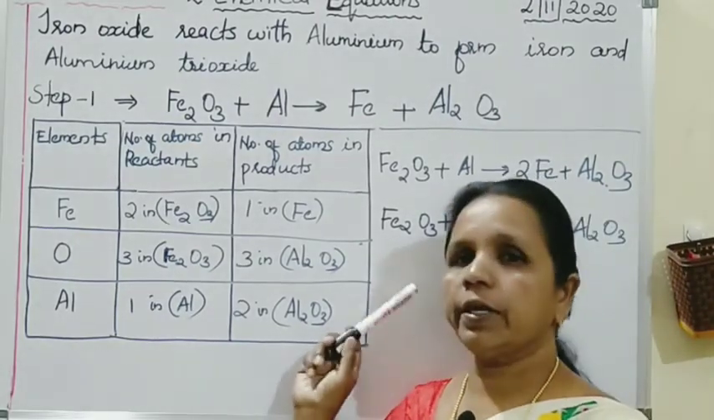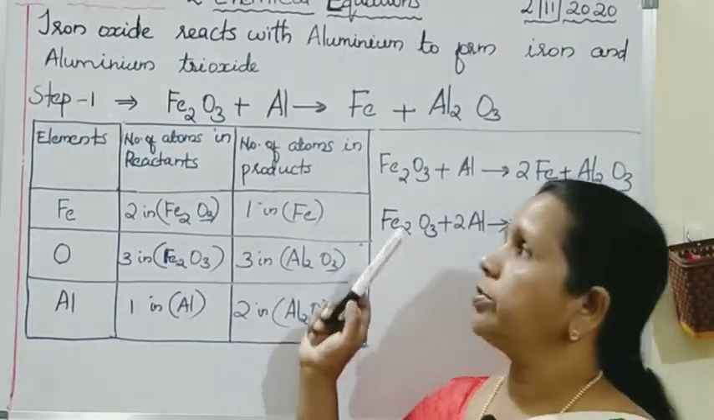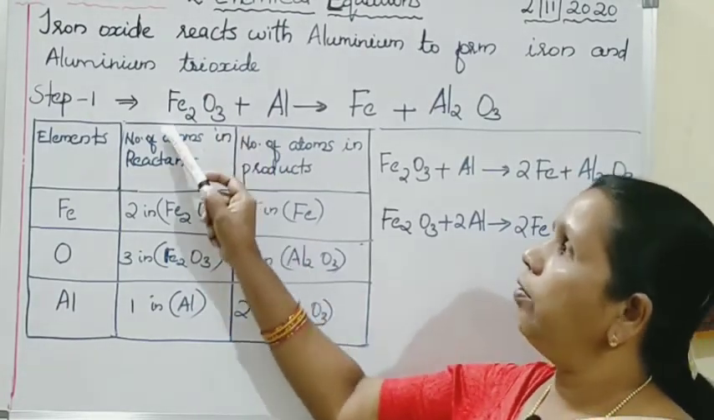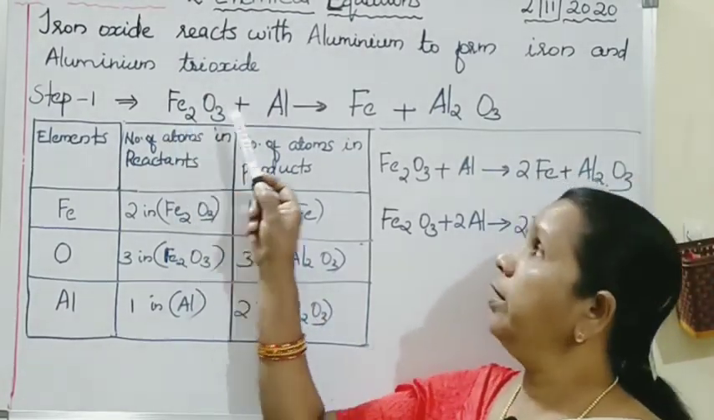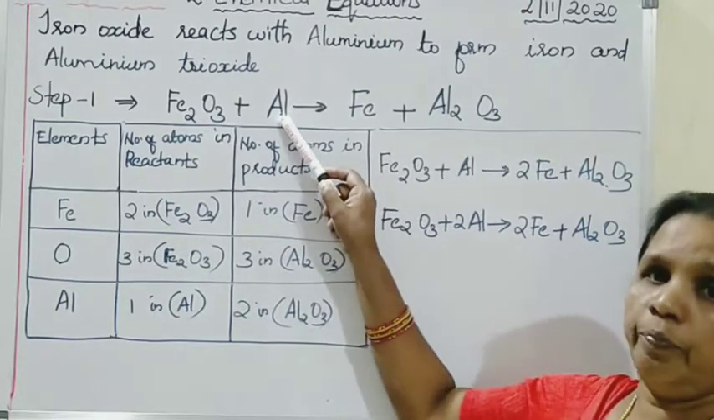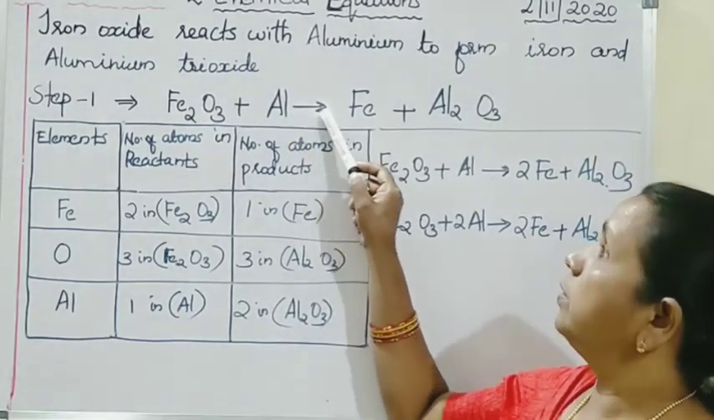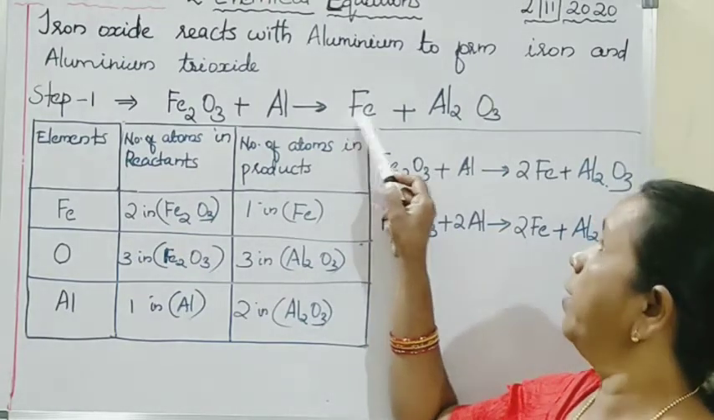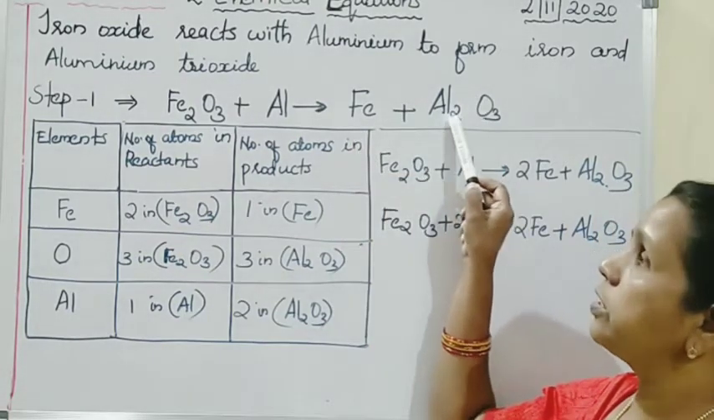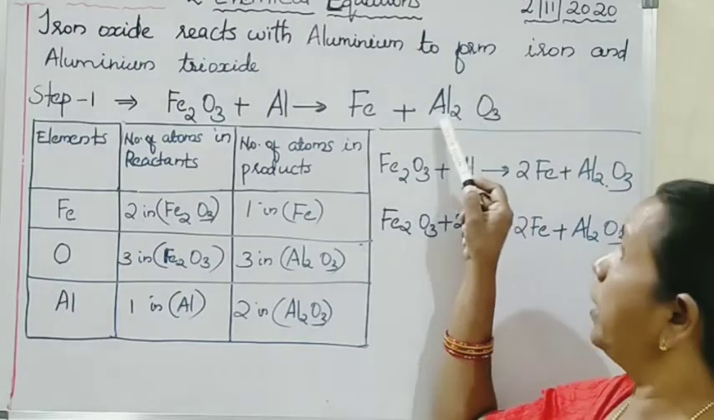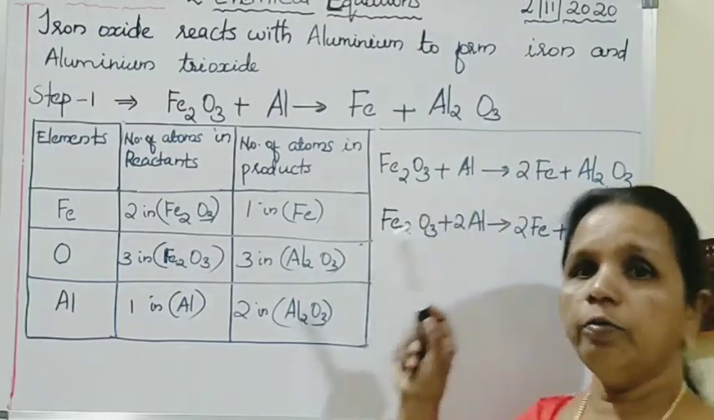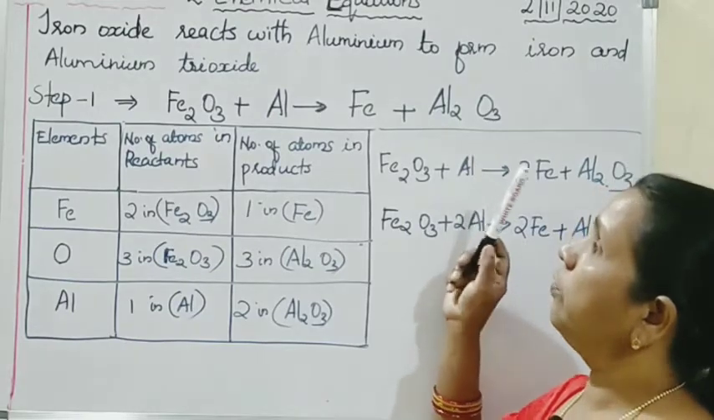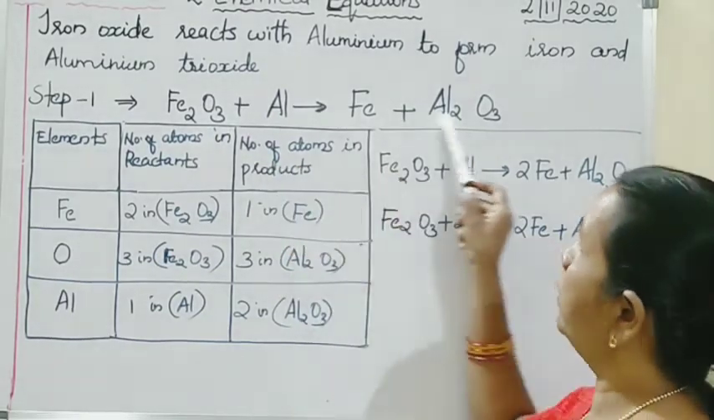First we have to write the skeleton equation, that is Fe2O3. This is the chemical formula for iron oxide. Fe2O3 plus aluminium Al gives rise to Fe, which is for iron, plus Al2O3. This is aluminium trioxide. Now continuing, first we wrote the skeleton equation.